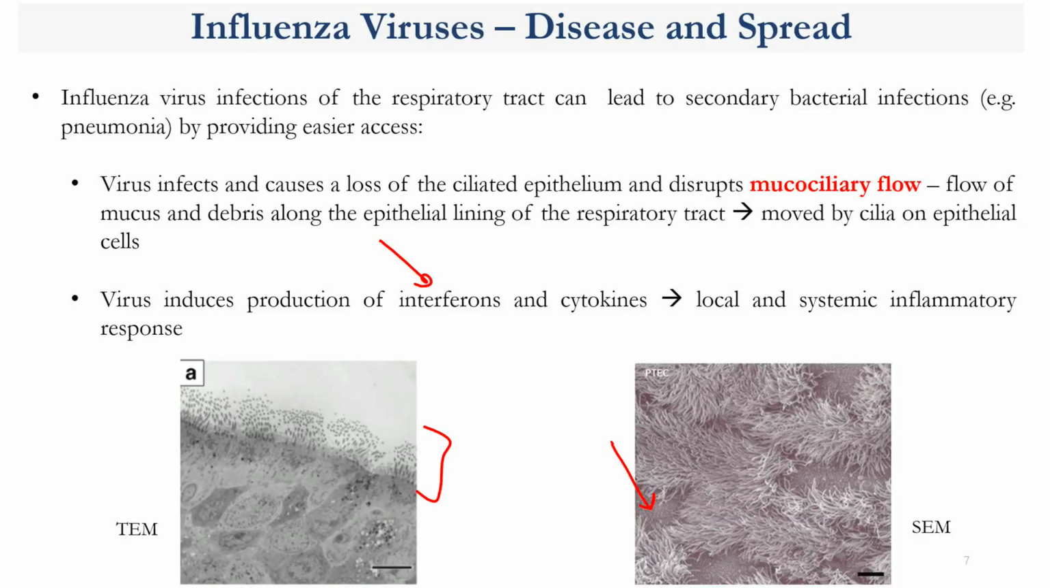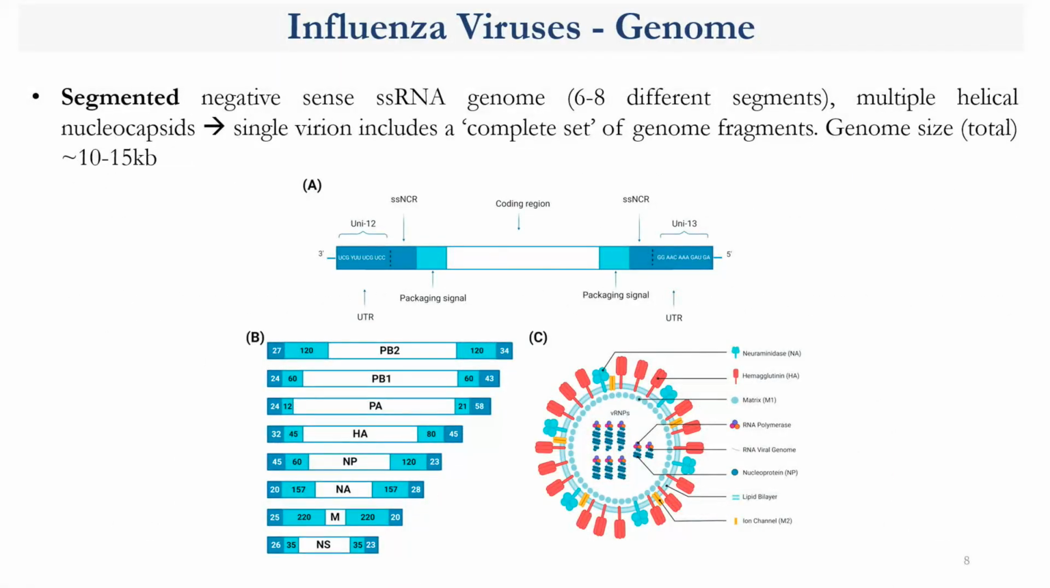Now, if you look at the genome of this, it's a segmented, negative sense, single-stranded RNA genome. It can have anywhere from 6 to 8 different segments, which are basically in the conformation of a helical nucleocapsid. So the viral particle will have multiple helical nucleocapsids. A single virion will have a complete set of the genome fragments, and the total genome size can be anywhere from 10 to 15 kilobases.